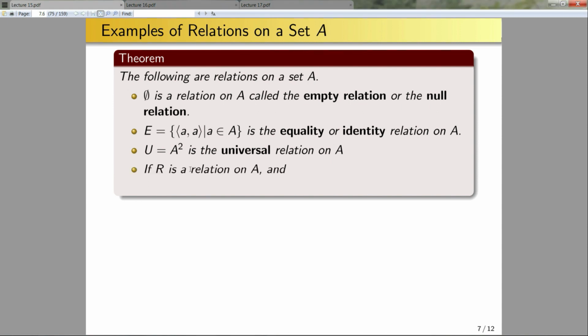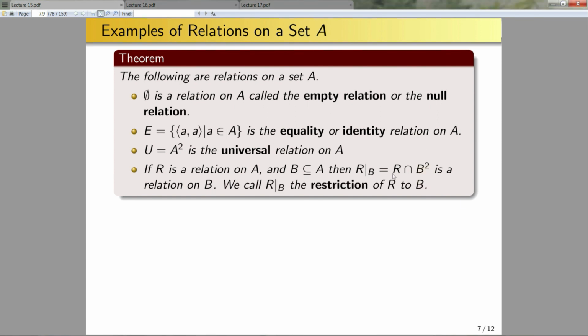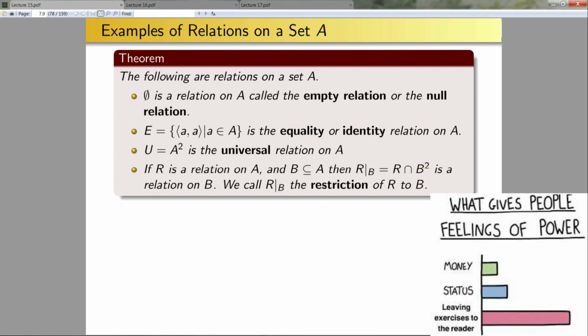So finally, if R is a relation on A and B is a subset of A, then I can define a new relation defined on B. Explicitly, I can define this R sub B to be R intersect B squared, and this will be a relation on B. So this is pretty clear that this is going to be a relation. This relation has a name. We're going to call it the restriction of R to B. So a good exercise would be to prove that all of these above are relations. This is pretty trivial. You just have to show that they're subsets of A cross A, or B cross B for the case of this last one.